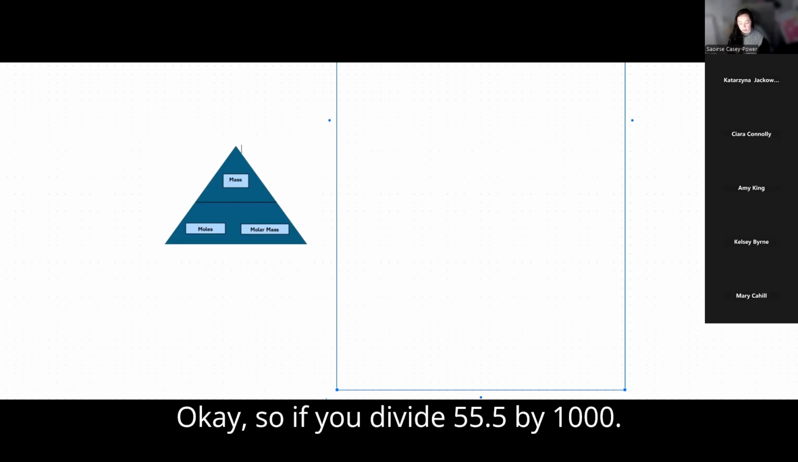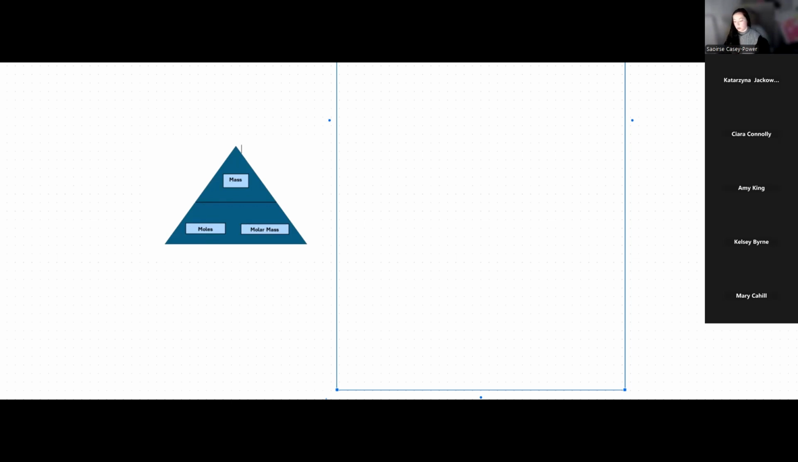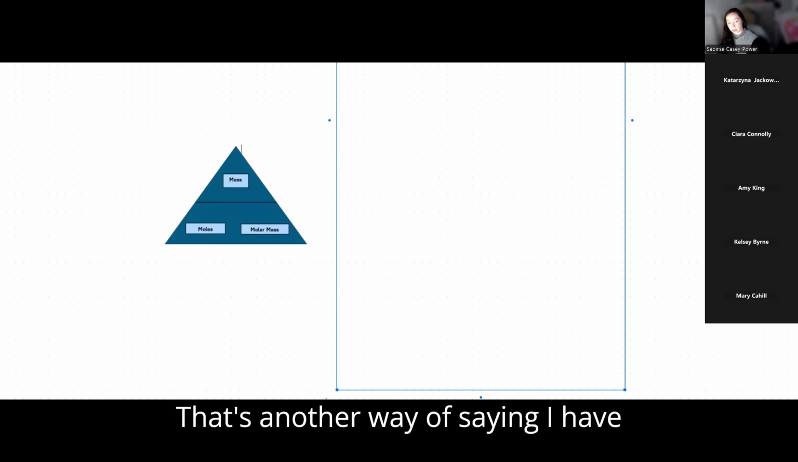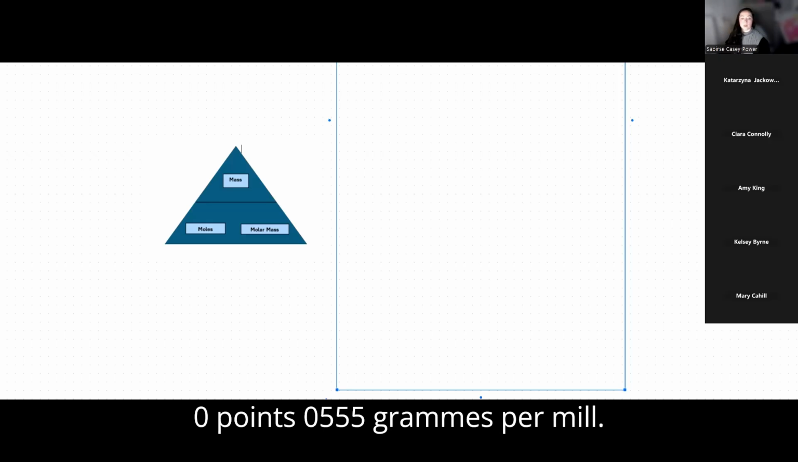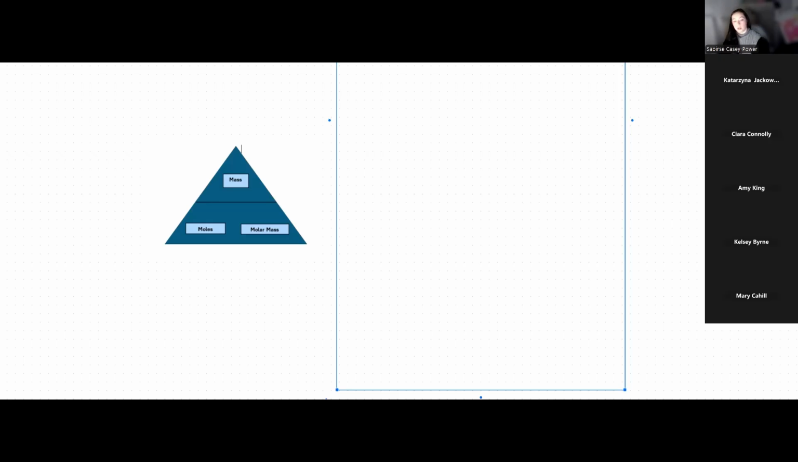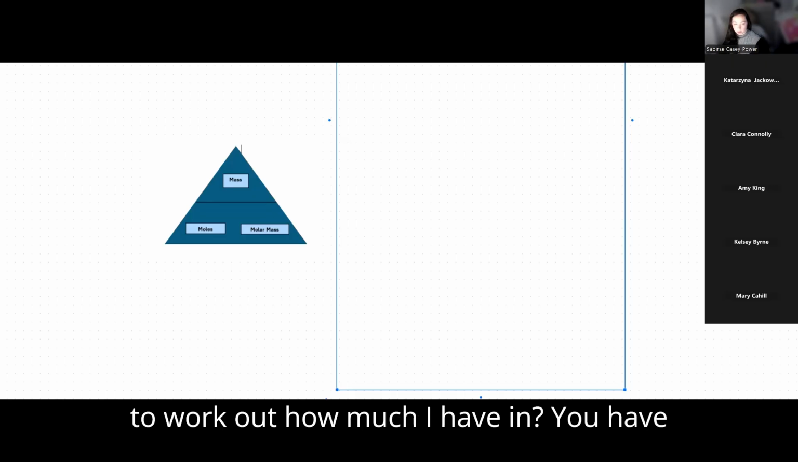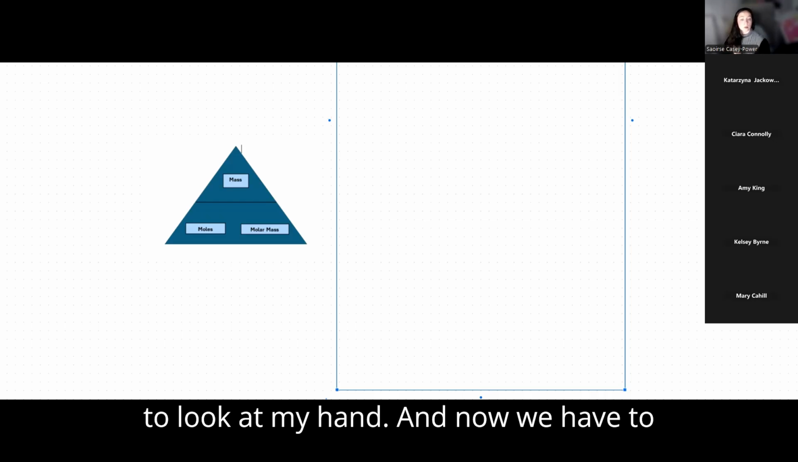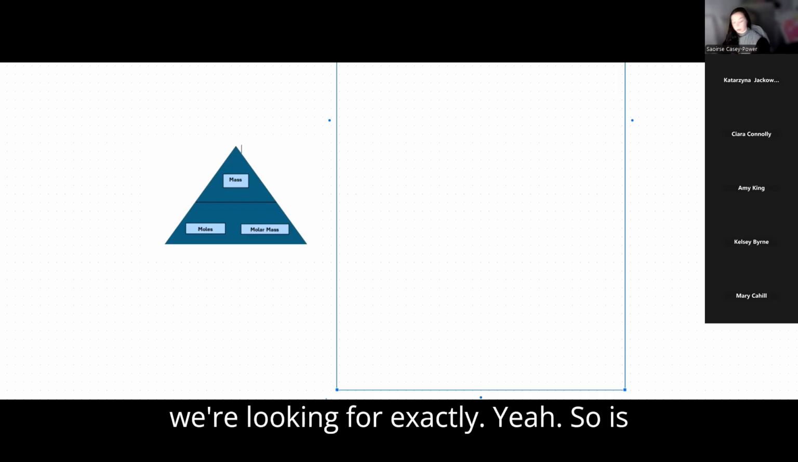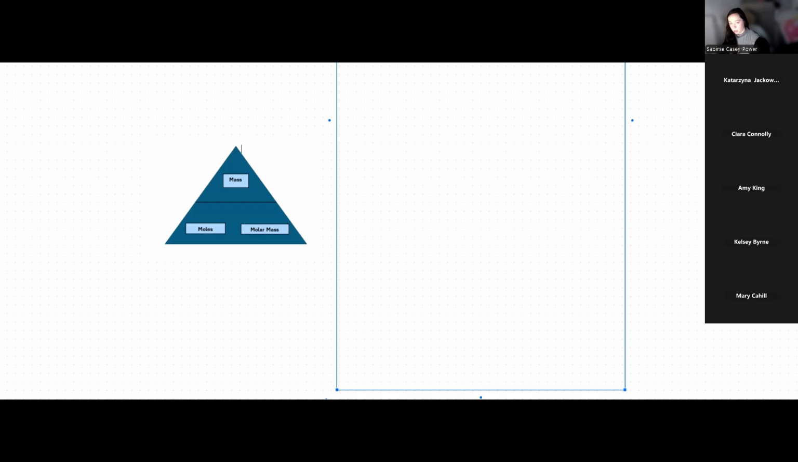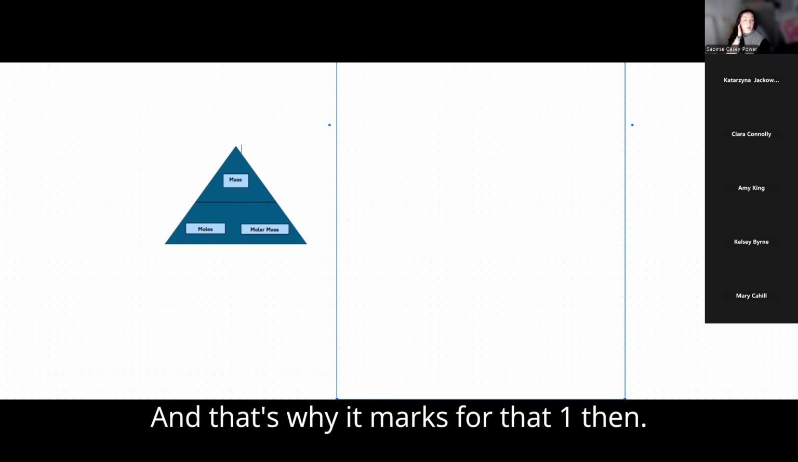Okay, so if you divide 55.5 by 1,000, that's another way of saying I have 0.0555 grams per mil. So can anyone suggest what I'd have to do to work out how much I have in 100? Multiply by 100. Yeah, now we have to multiply by 100 because that's what we're looking for. Exactly. So that gives us 5.55. Exactly. 5.55 grams in 100 mil. And that's 5 marks for that one then.